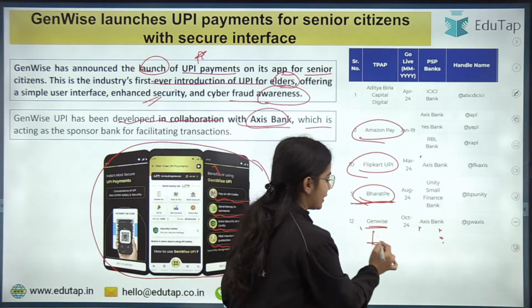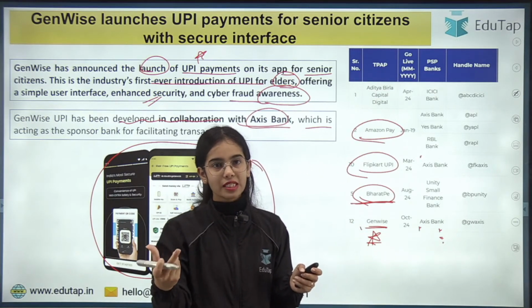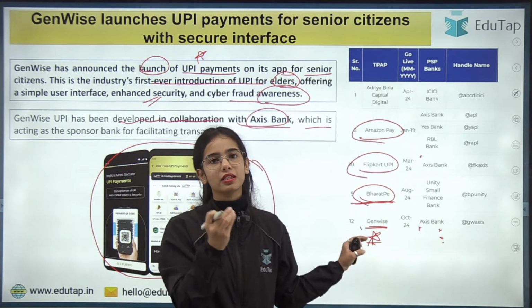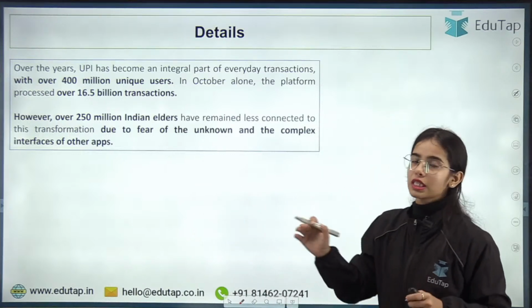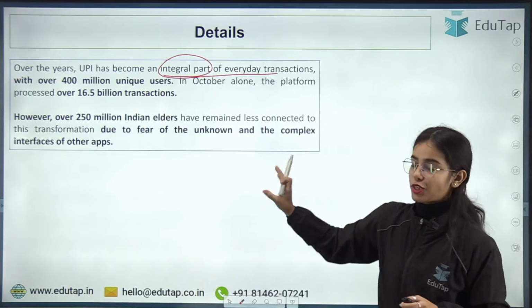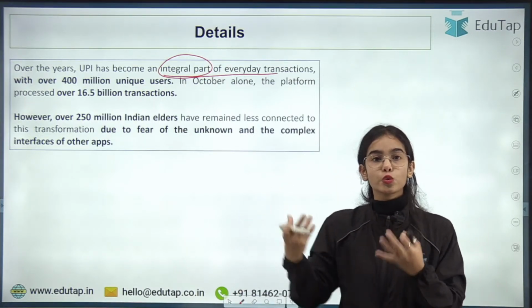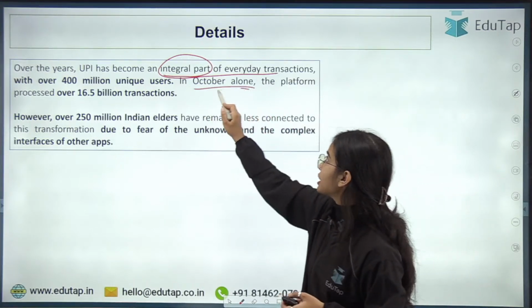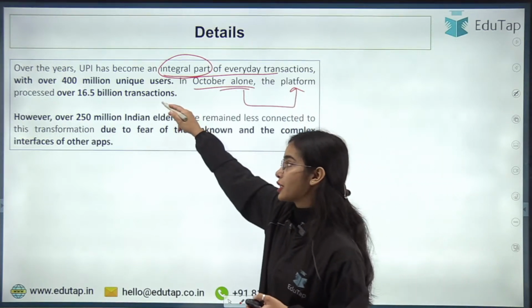So this is the idea that GenWise UPI has been launched by the GenWise company in particular consideration to the elder people in our country. If you see some data points, over the years UPI has become a very important part of everyday transaction, with over 400 million unique users. In the October month alone, the platform processed over 16.5 billion transactions.